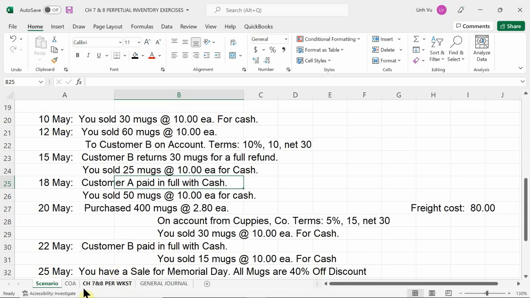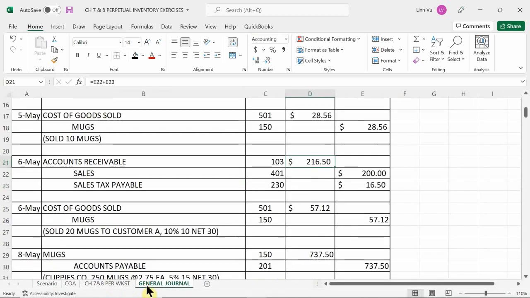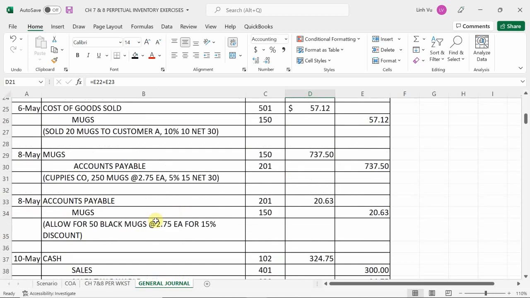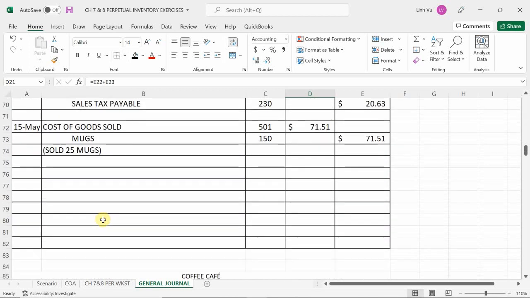So in this case, right, and it told me that here, customer A paid me in full with cash, and they missed the discount period by 2 days. So that means they have to pay me $216.50 because that's what my journal says that they owe me. They owe me a total of $216.50.